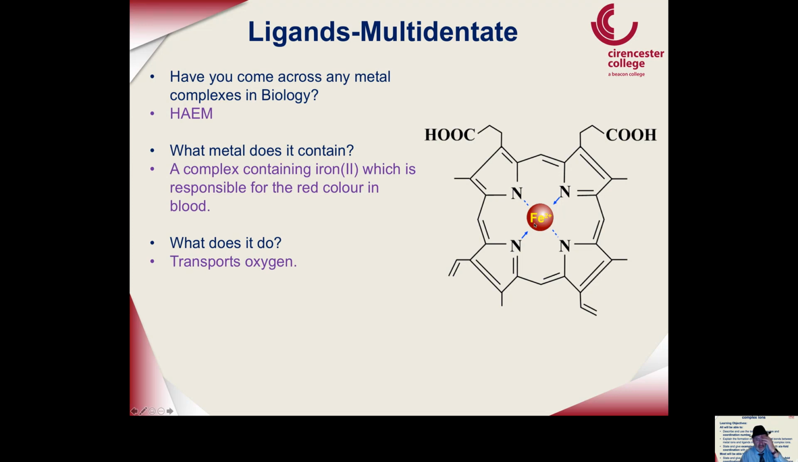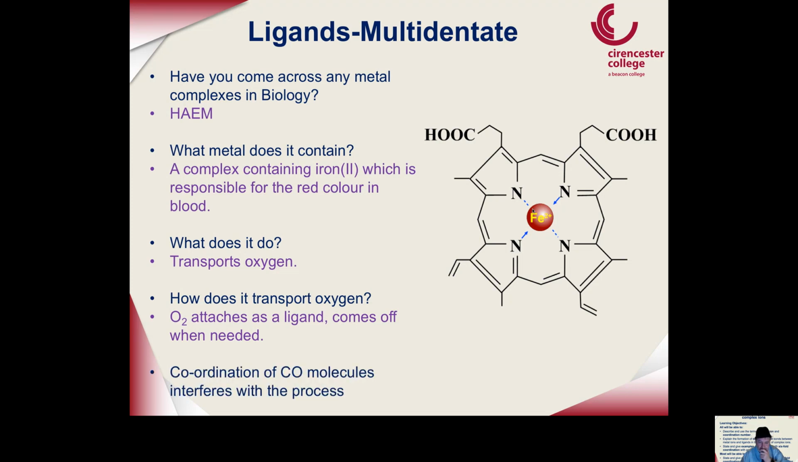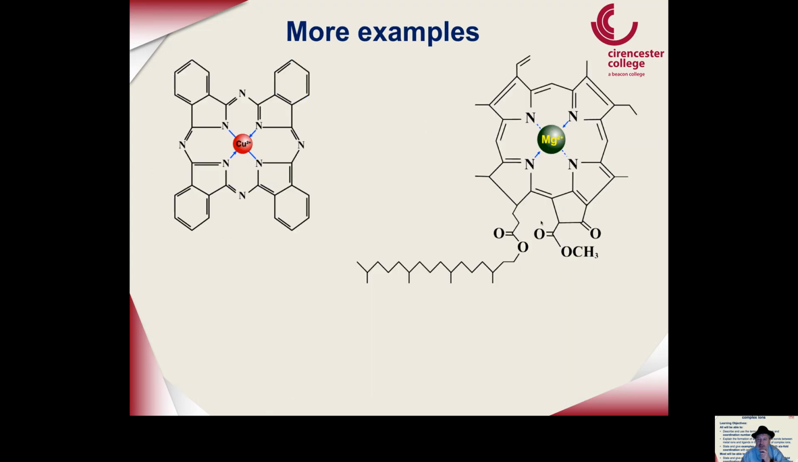What does it do? It transports oxygen. How does it transport oxygen? Well, you might be able to work it out because the heme group is a tetradentate ligand, tetra being 4. O2 acts as a ligand and comes on, attaching here. So we can have oxygen attaching here as well, and then we end up with an octahedral complex. But many of you may know that carbon monoxide, which is toxic and poisonous, interferes with that because it will stick to this and stick irreversibly to the iron.